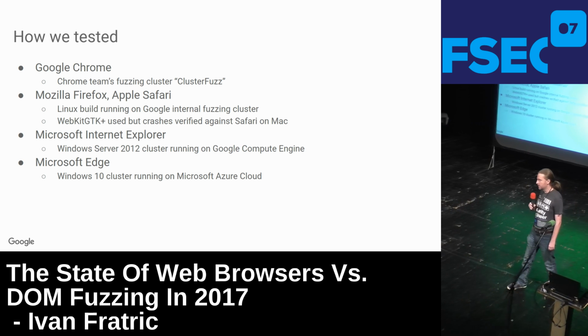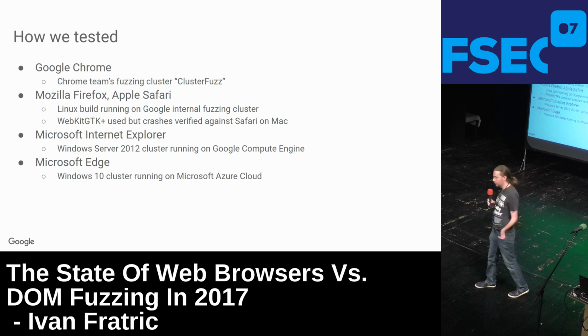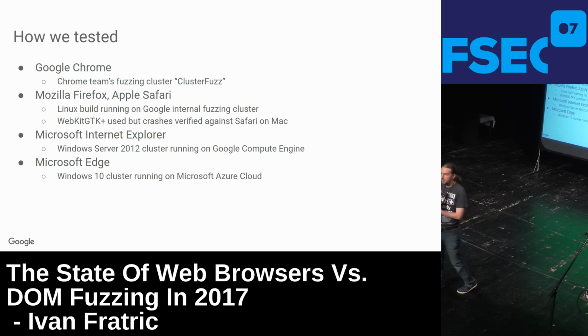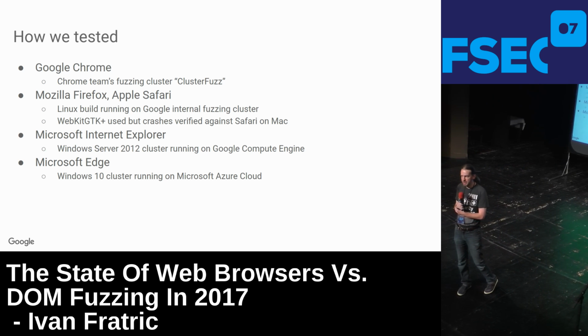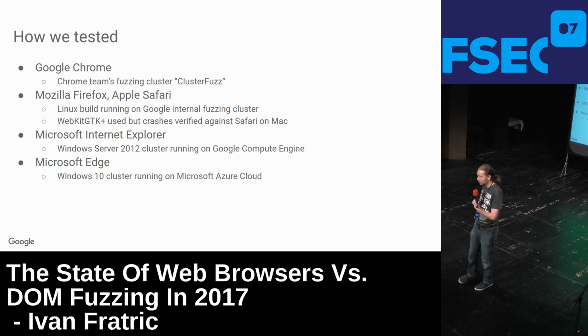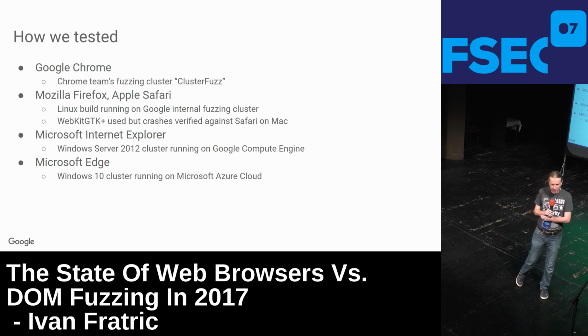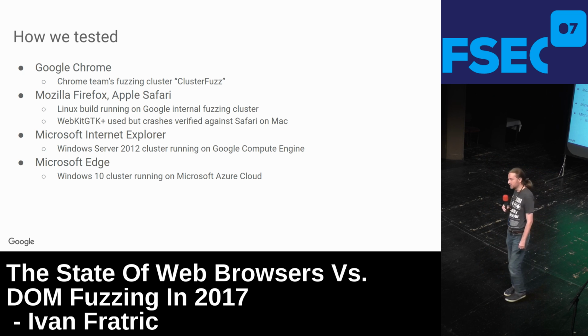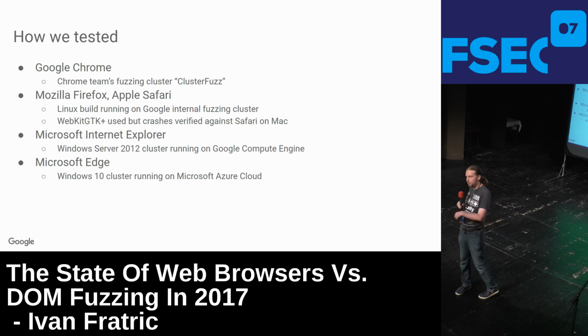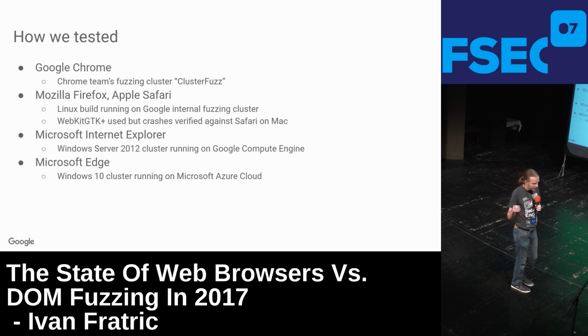Firefox and Safari we fuzzed on internal Google infrastructure, which is Linux-based. And you might be wondering at this point, well, how did I fuzz Safari on Linux, because Safari doesn't run on Linux? Well, essentially what I did instead of fuzzing Safari was to fuzz WebKit GTK Plus. And WebKit GTK Plus uses the same DOM engine as Apple Safari. And then I verified each of the crashes I reported against the Safari build that was actually running on Mac.